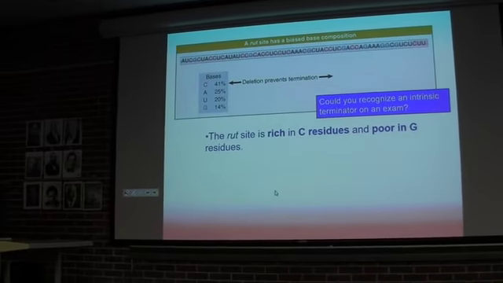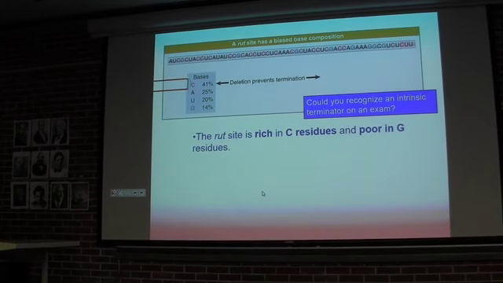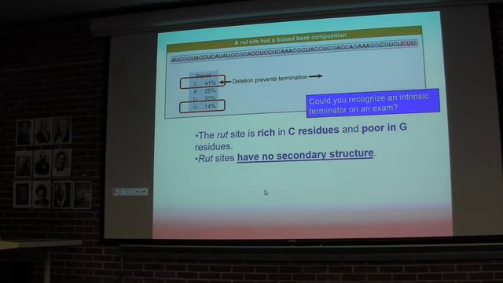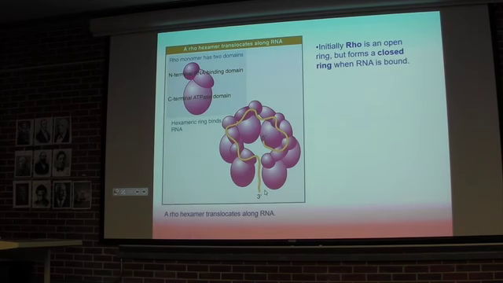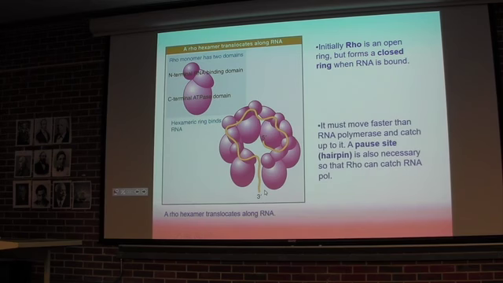Could you recognize this? I hope so. Rut sites are rich in C's, poor in G's, with no secondary structure. The more C's you have, the more efficient it is. This is what the rut site, what Rho, looks like. It's like a typical helicase, a 6-membered ring. It must move faster than RNA polymerase to catch up, or the polymerase has to be paused at a hairpin.